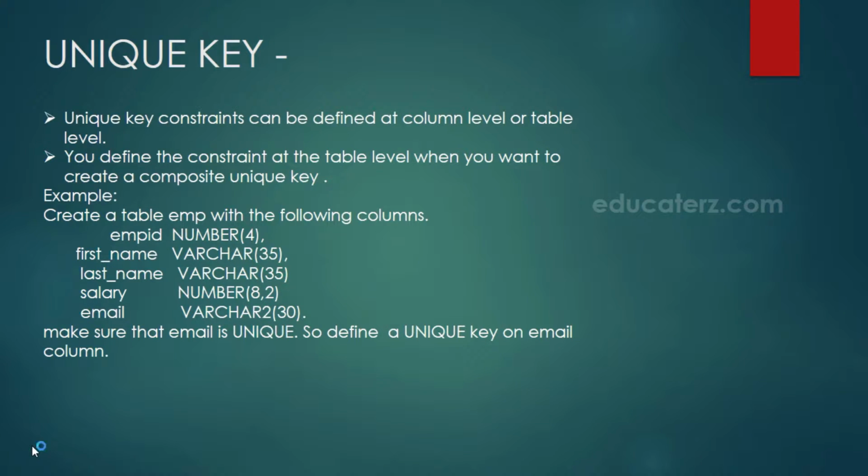Unique key constraint. This constraint can be defined at column level or at table level. You define the constraint at the table level when you want to create a composite unique key. Example. So let us create the emp table with the following columns: emp ID, first name, last name, salary, and email. Make sure that email is unique, so define a unique key on the email column.